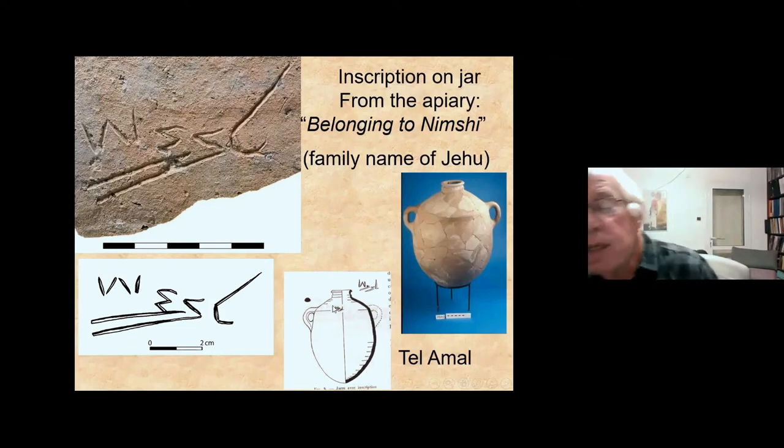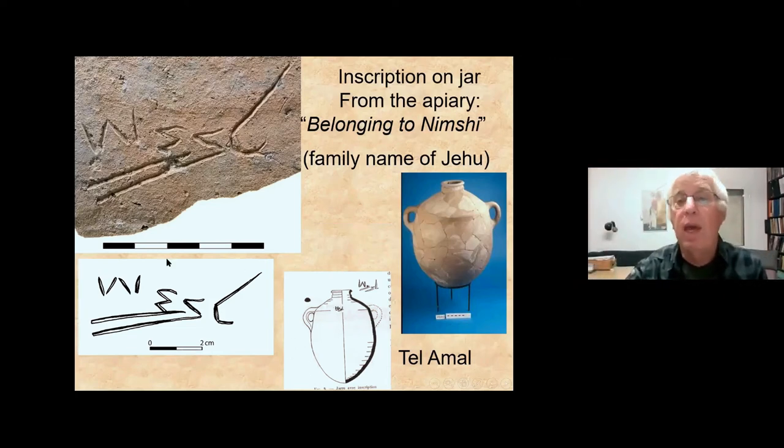And in addition to all this, we found in the apiary, in fact, this jar. And this jar carried an inscription, one of the 14 inscriptions that we found in this excavation. This inscription says in Paleo-Hebrew, that means Biblical Hebrew, the letters with which the Bible was initially written, Lamed, Nun, Mem, Shin, belonging to Nimshi. That means Nimshi is the owner of this jar, perhaps also the owner of the apiary.